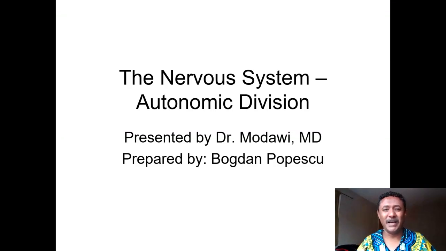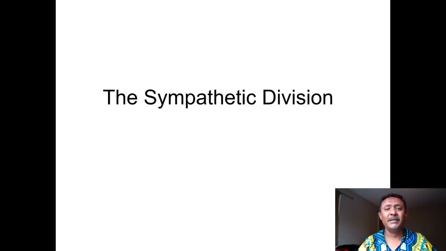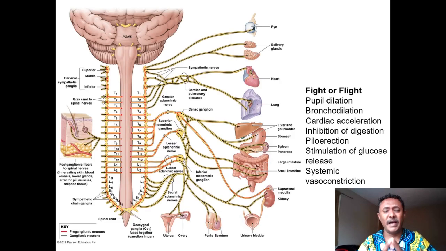All right, welcome back. Let's continue on the autonomic division of the nervous system, and we will start this part by studying the sympathetic division. Sympathetic division, or fight and flight division. Now, let's first study what is the effect of the sympathetic division on the different organs and parts of the body. What will happen when that sympathetic division is turned on?